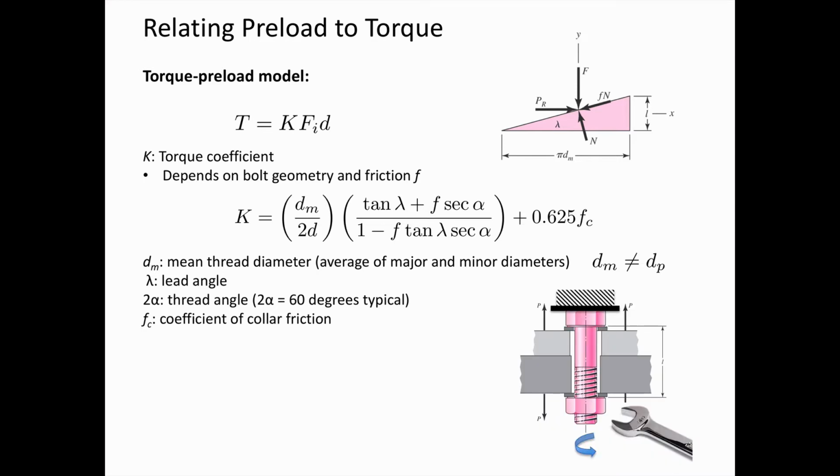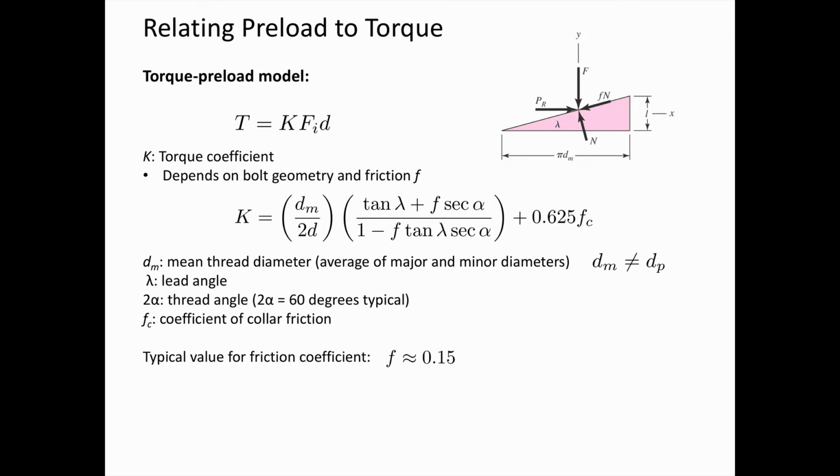F sub c is the coefficient of collar friction. In this case, if we're tightening the nut, the sliding surface will be between the nut and the washer. A typical value for the friction coefficient is 0.15. When F is approximately equal to 0.15, the torque coefficient can be approximated as 0.2.